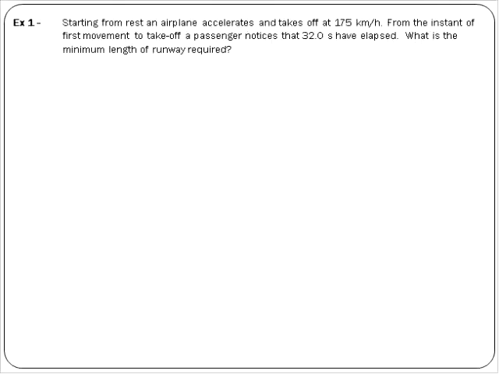So starting from rest, what that tells you is that this plane has an initial velocity of 0 meters per second. V1 equals 0. It takes off at 175 kilometers per hour. Well, 175 kilometers per hour then is V2. There's only one problem with that number.